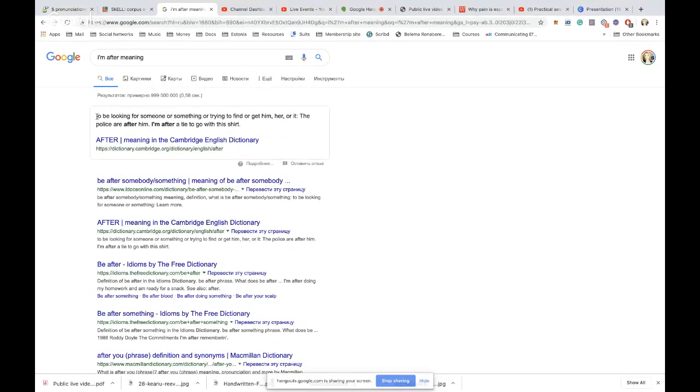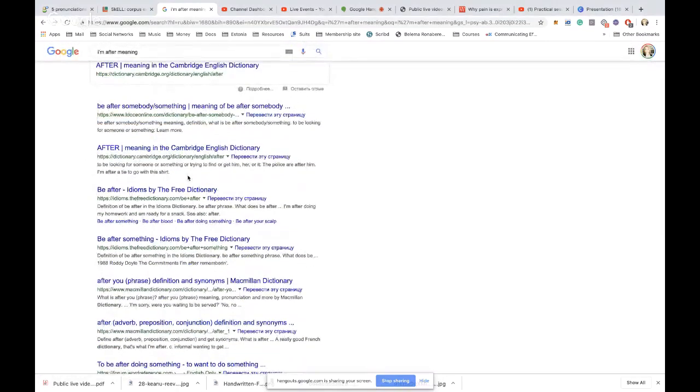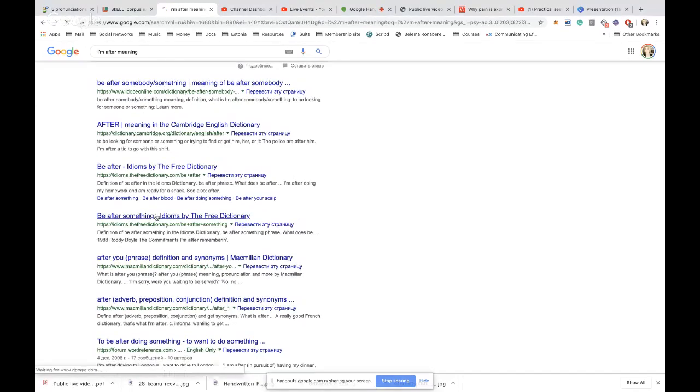Cambridge Dictionary tells me it means to be looking for someone or something, or trying to find or get him, her, or it. The police are after him. I'm after a tie to go with this shirt. Okay, you can be after a tie. You can be after love. Very good.